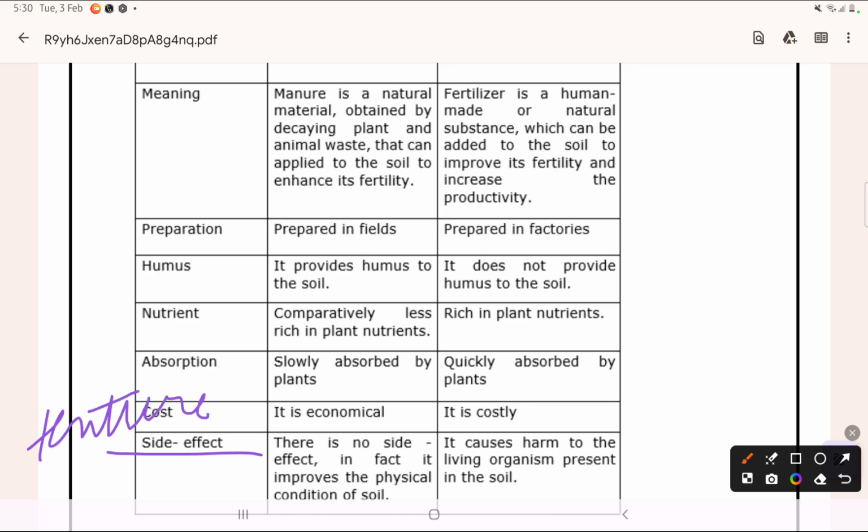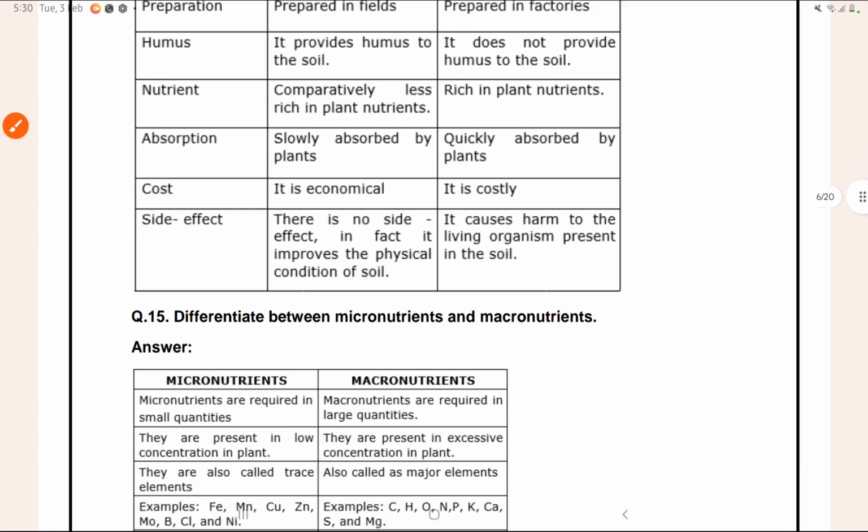Next we have fertilizers. Fertilizer is a human-made substance which can be added to the soil to improve its fertility and increase productivity. Prepared in factories, it does not provide humus to the soil, is rich in plant nutrients, and is quickly absorbed. It is costly and it harms the living organisms present in the soil.